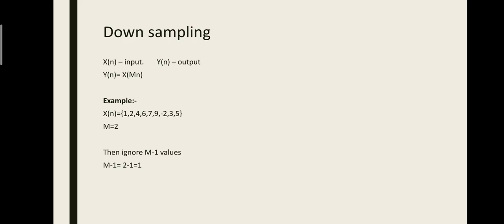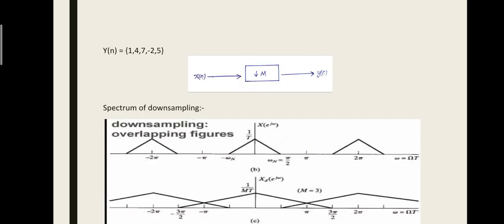Then ignore m minus 1 values, that is, m minus 1 is equal to 2 minus 1 is equal to 1. The initial value 1 is selected, 2 is ignored, 4 is selected, 6 is ignored, 7 is selected, 9 is ignored, minus 2 is selected, 3 is ignored and 5 is selected. And y of n is equal to 1, 4, 7, minus 2 and 5.